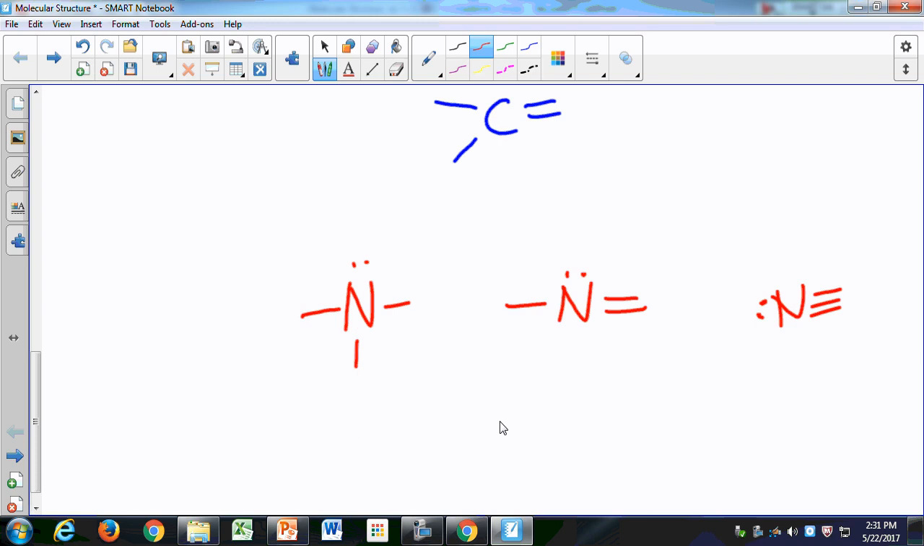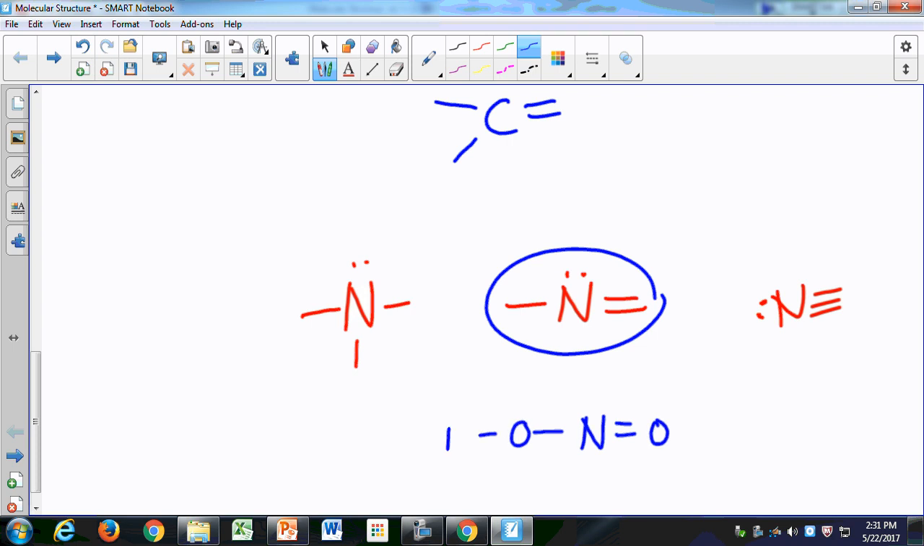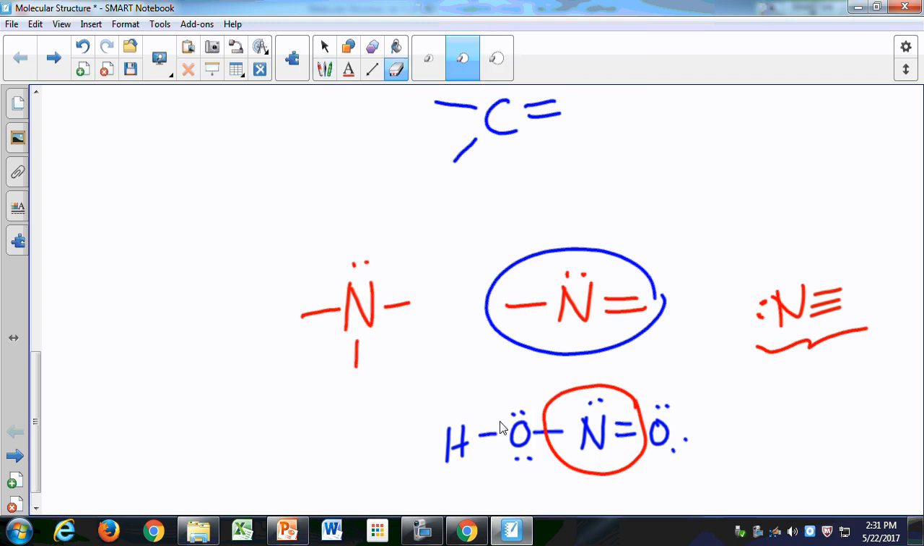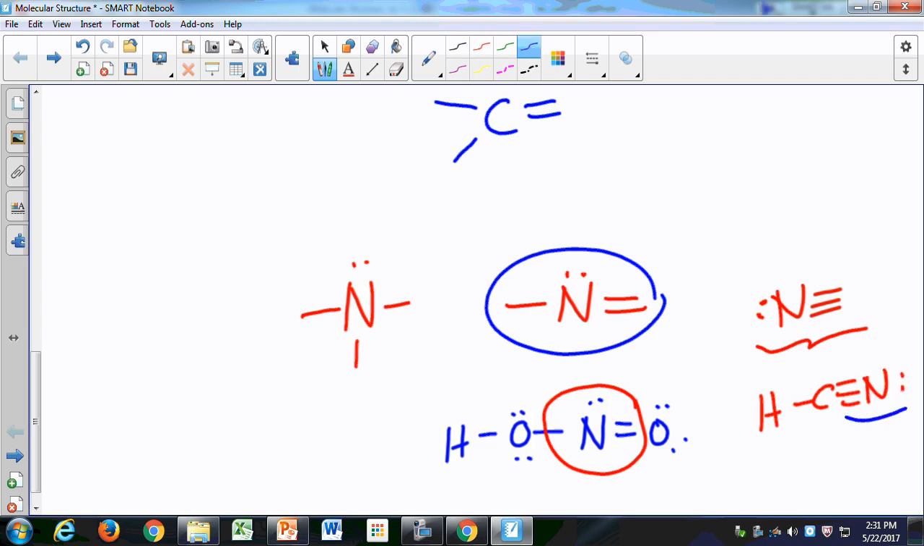An example of the double bond one would be something like nitrous acid. This nitrogen right here has a zero formal charge. An example of the triple bond one, you've seen something like this in an earlier lesson: HCN. This nitrogen right here has a triple bond and a lone pair. This hydrogen cyanide has a zero formal charge.